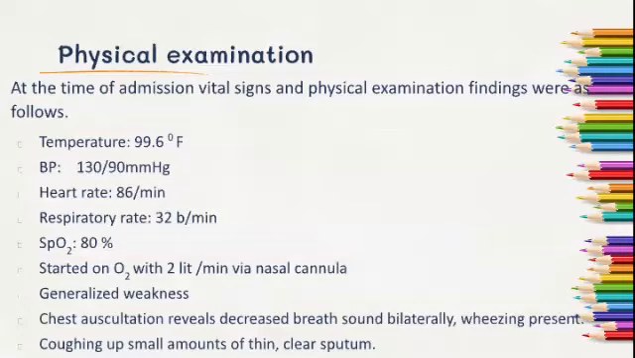She has generalized weakness. Chest auscultation reveals decreased breath sounds bilaterally and wheezing present. Coughing up a small amount of thin clear sputum. So these are all the physical examination findings they have given already. So you need not write a detailed physical examination because it's a case scenario. They have given the findings already.